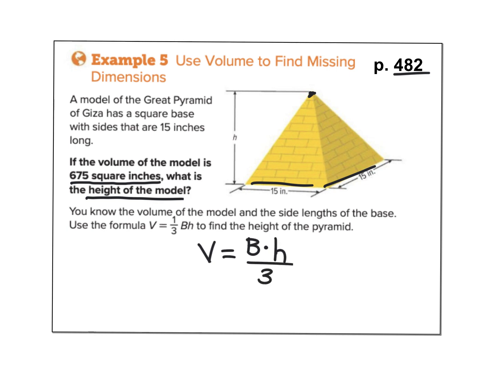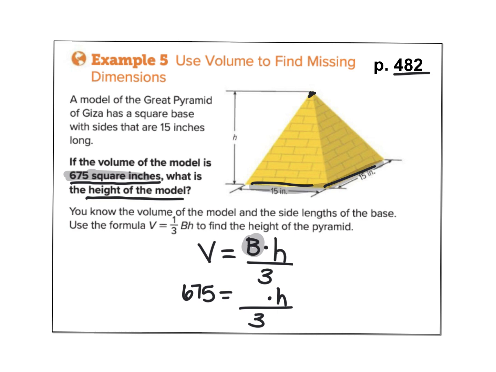Okay, right now I want you to pause the video. Fill in anything that you know. Okay, so the first thing I know is I know the volume. It tells me the volume. So instead of a V, I'm going to put 675 equals. Okay, I can keep the divided by 3. I do not know the height. Okay, the B, remember that stands for area of the base.